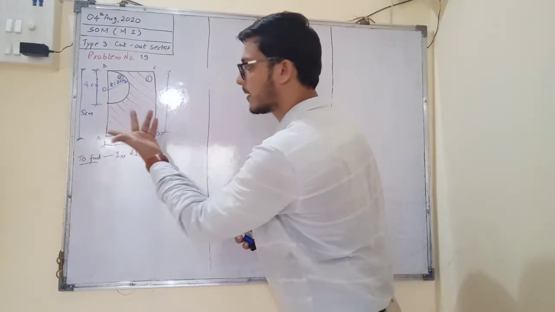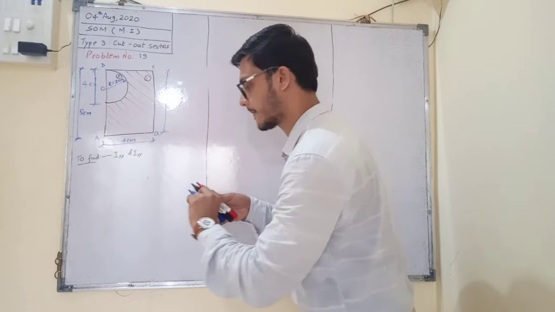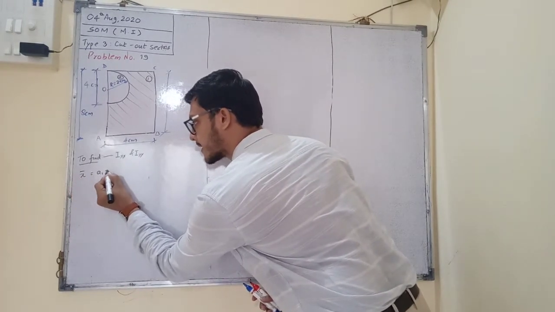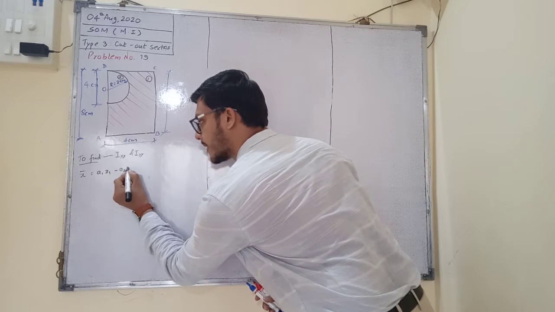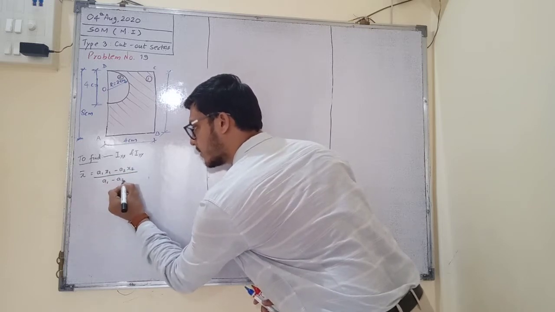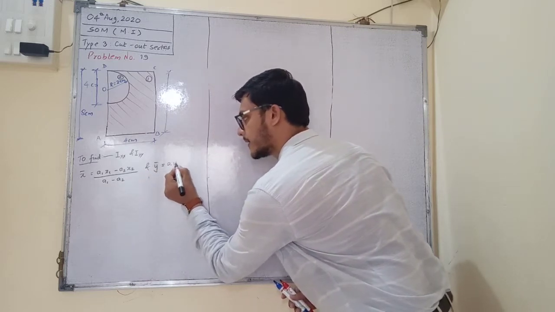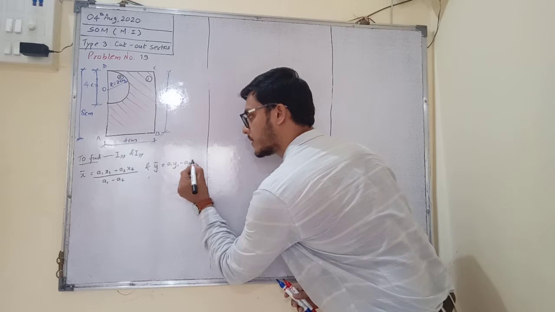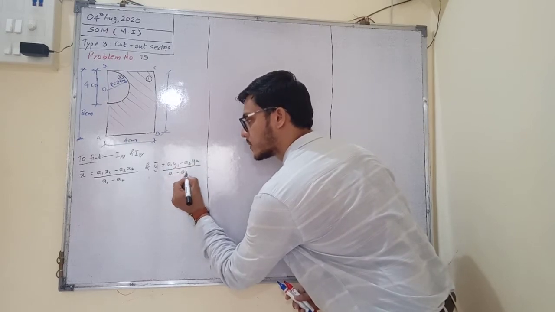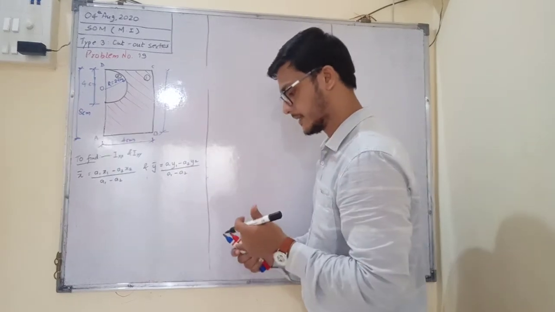It is not symmetrical along any axis, so we have to find both x bar as well as y bar. So x bar will be A1 x1 minus A2 x2 upon A1 minus A2, and y bar will be A1 y1 minus A2 y2 upon A1 minus A2. We'll find everything, substitute here and get the answers for x bar and y bar.